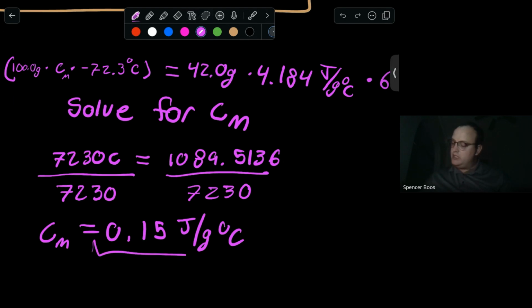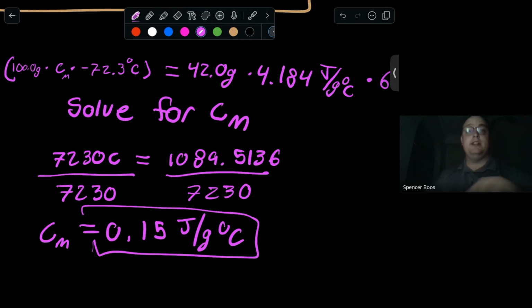Don't forget to round to sig figs. That's what I've done there. And then you're done and dusted. Can we do that? Yep, done, done, done.